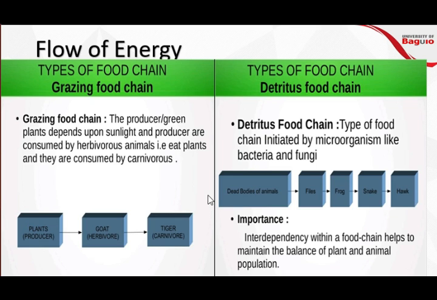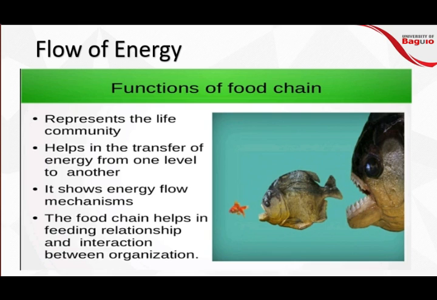Either a detritus food chain or a grazing food chain. Now that we know the two types of food chain, the question is, what is the importance or function? What is the significance of the food chain in our ecosystem or on planet Earth? First, it represents the life of a community, because there are various types of organisms in a food chain. It also helps in the transfer of energy from one level to another, and it shows the energy flow mechanism, not only in a single food chain but in different types of food chain. The food web is actually a rapid food chain, so it not only shows a single line of food chain, but it also shows a food web.